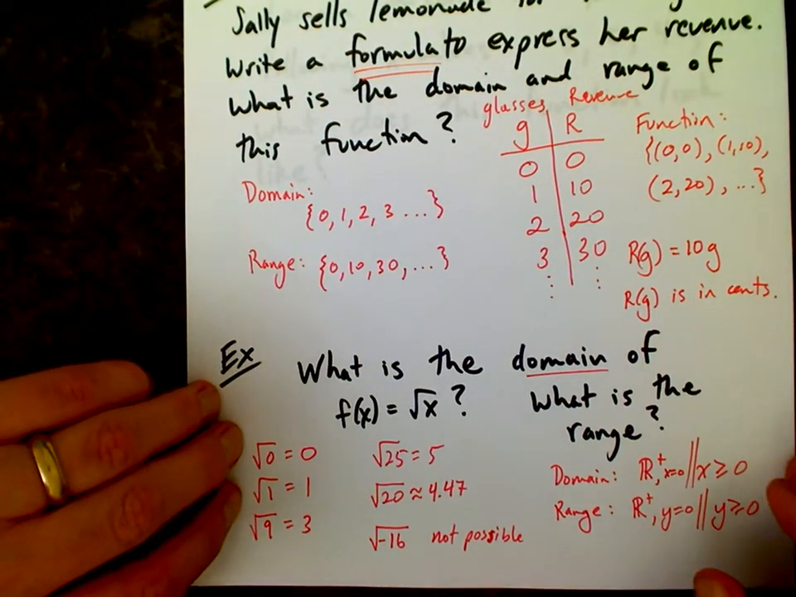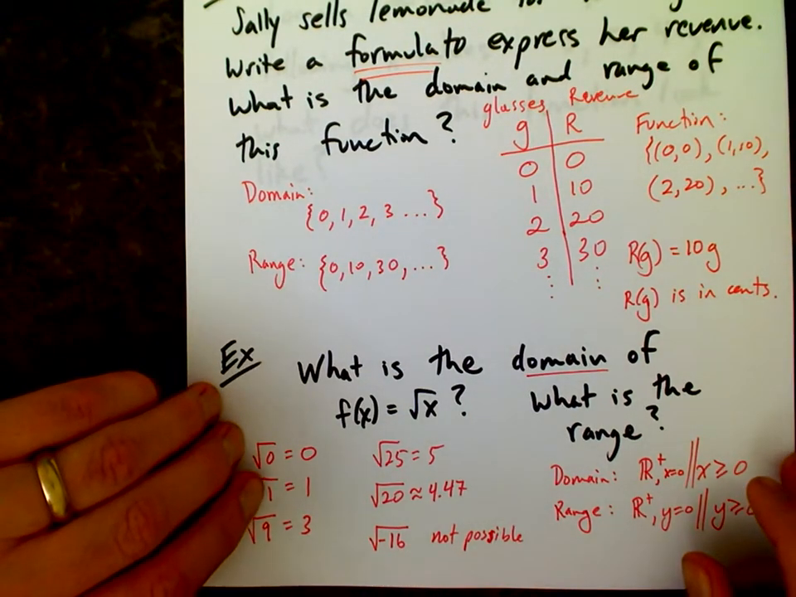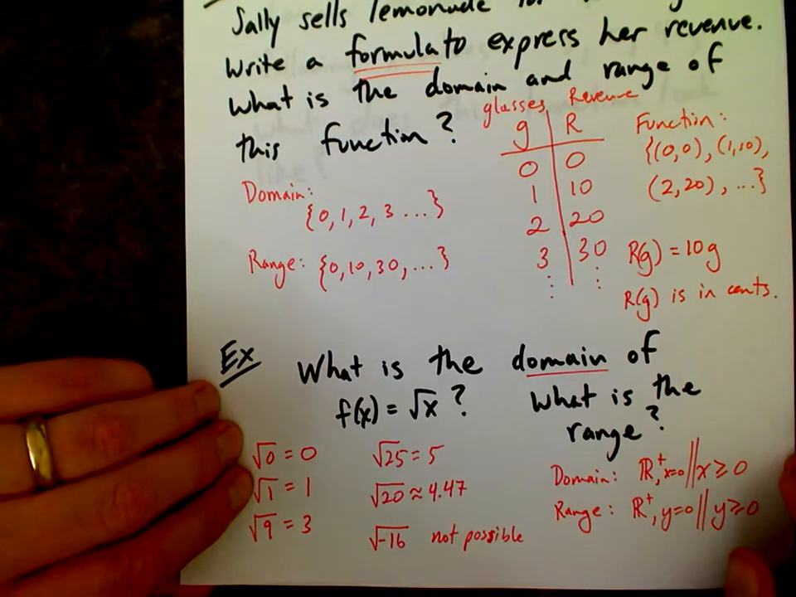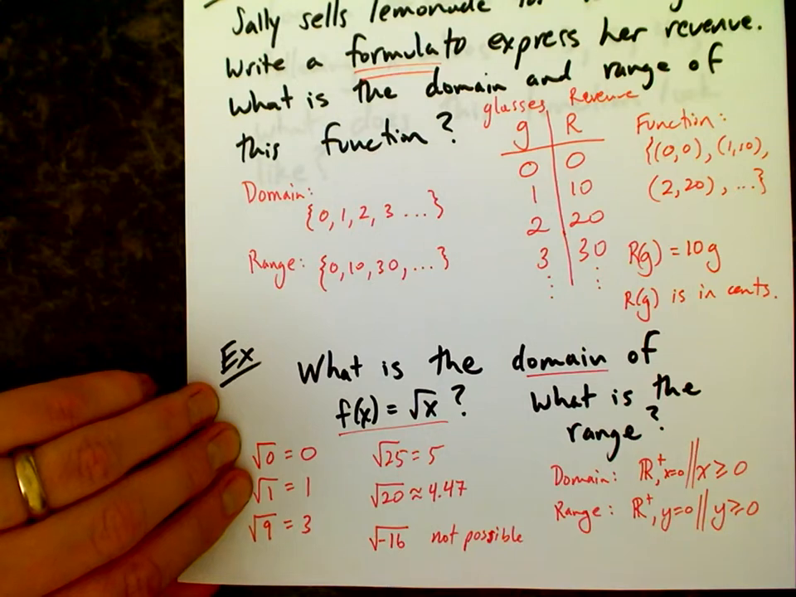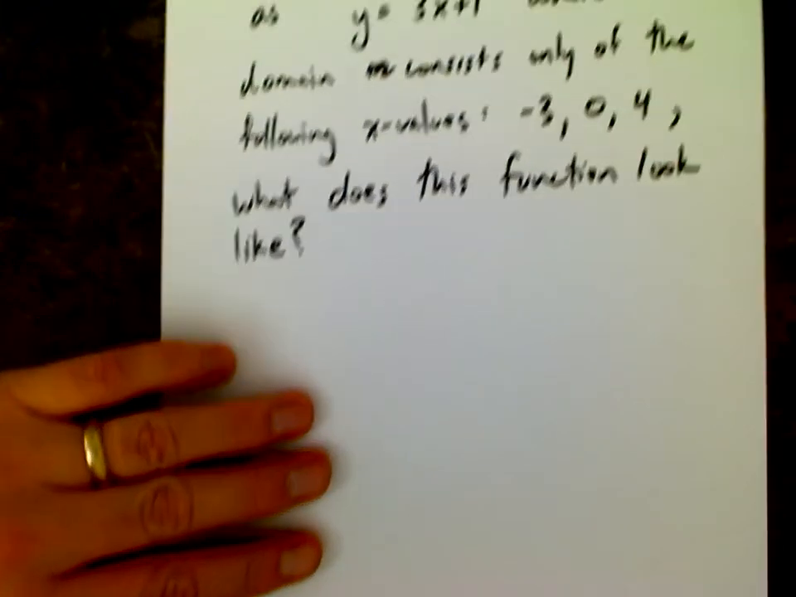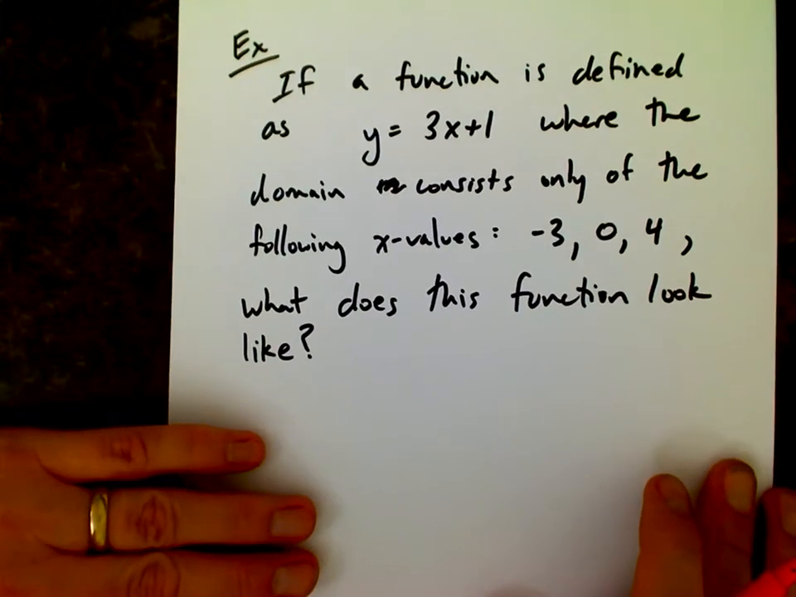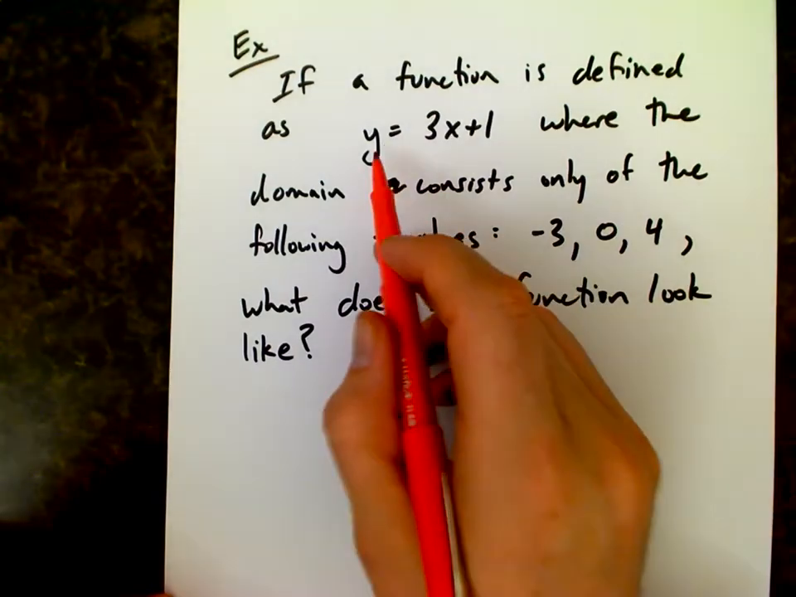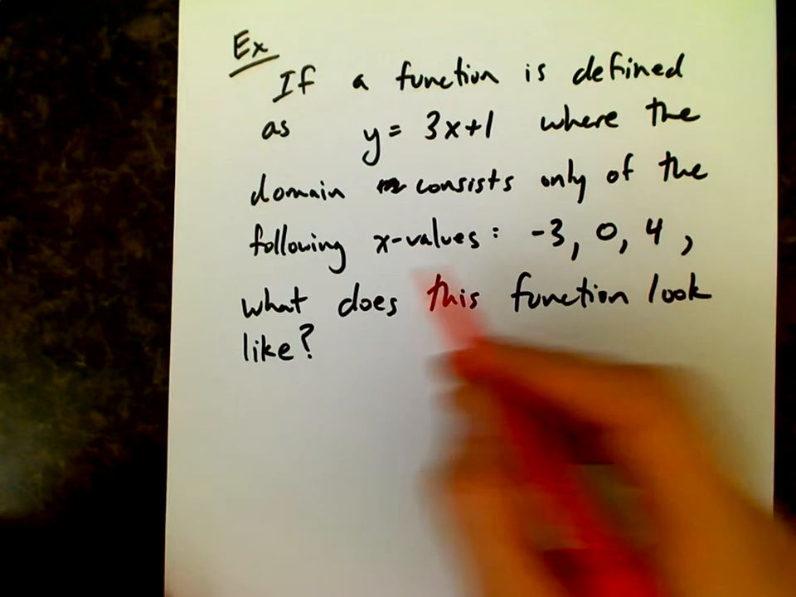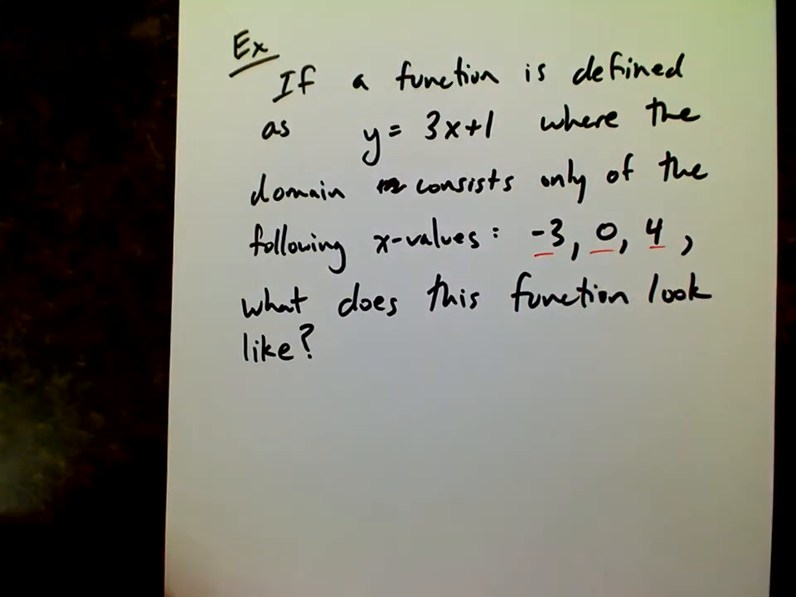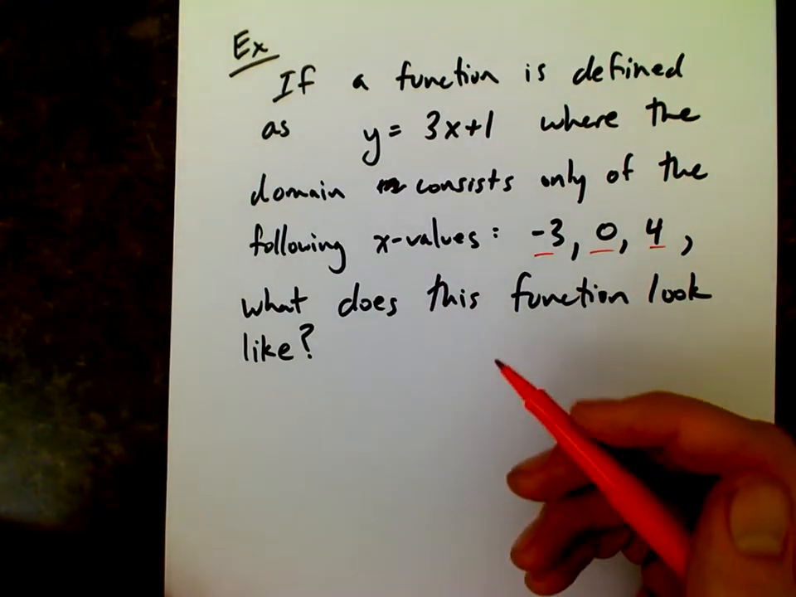There are other ways to look at this one with graphs and things, and I think the further you go along in your algebra studies of functions, you'll have other ways to look at this problem. Finally, if a function is defined as y equals 3x plus 1, where the domain consists only of these values, what does this function look like?